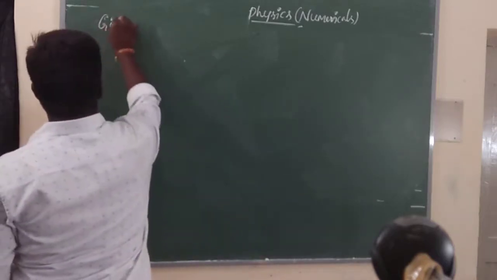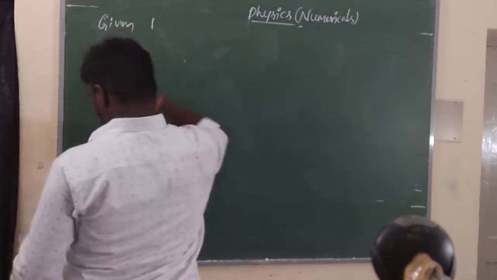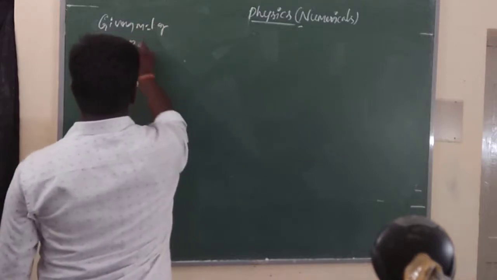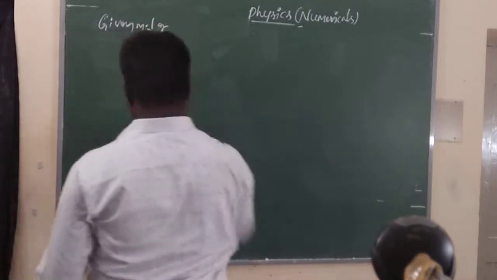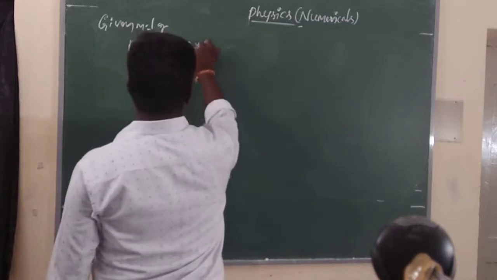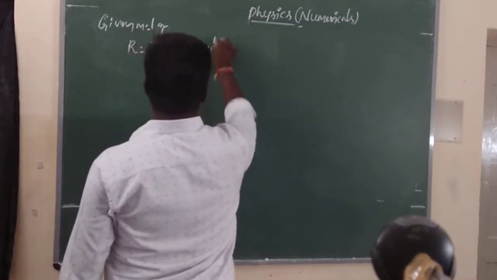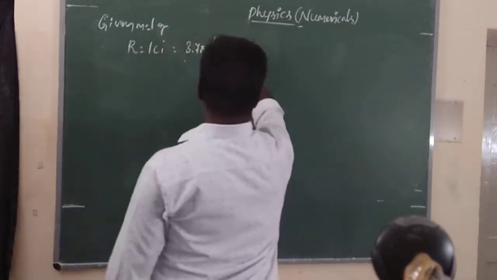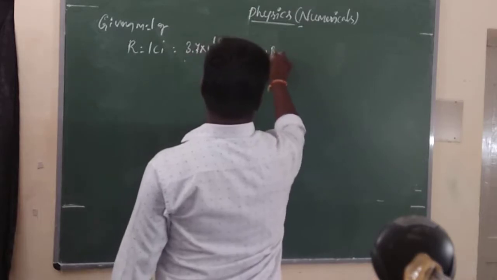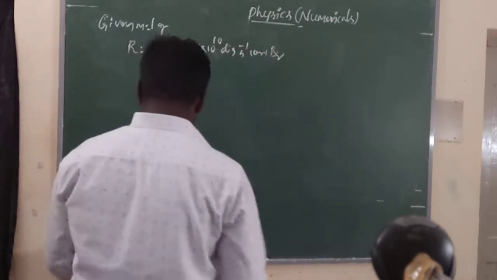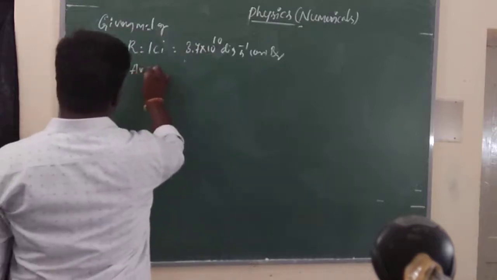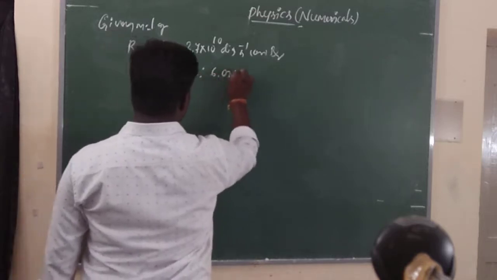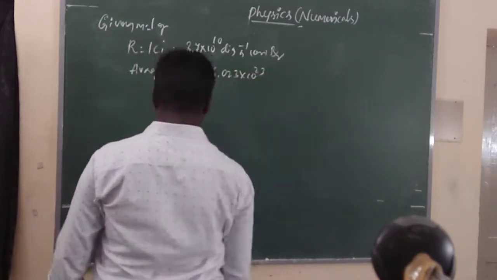Given mass is 1 gram and radioactivity is 1 curie, that is 1 curie is nothing but 3.7 into 10 to the power of 10 disintegration per second or becquerel. So next, Avogadro number, that is 6.023 into 10 to the power of 23.